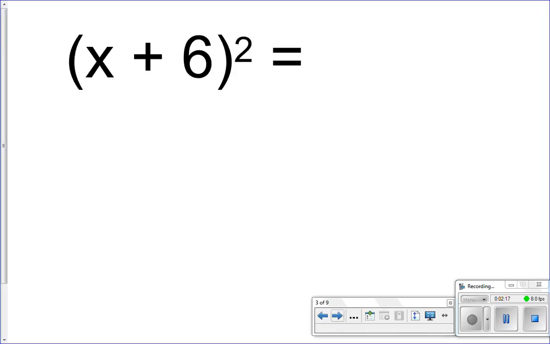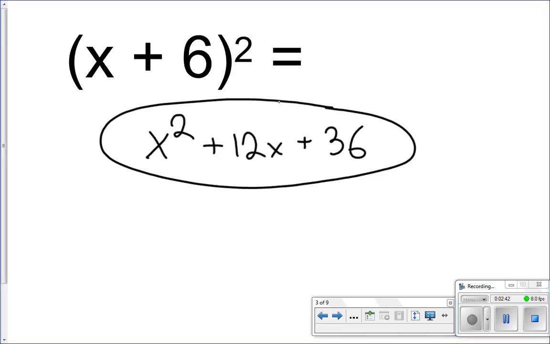Try this one. So if you did this, you'd get x squared plus 2 times a times b, so 2 times 6 times x, so it's 12x, plus b squared or plus 6 squared, which is 36.